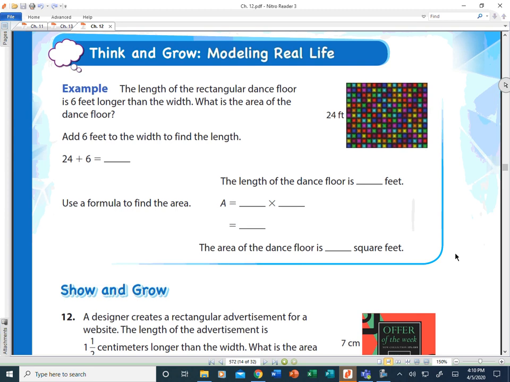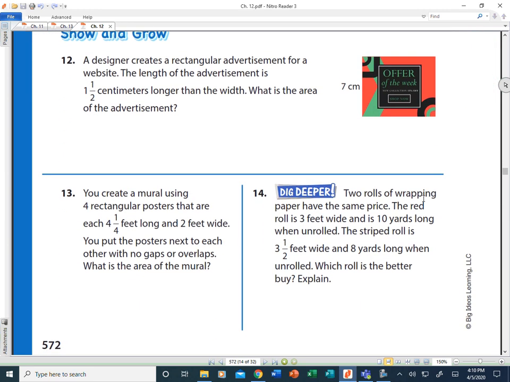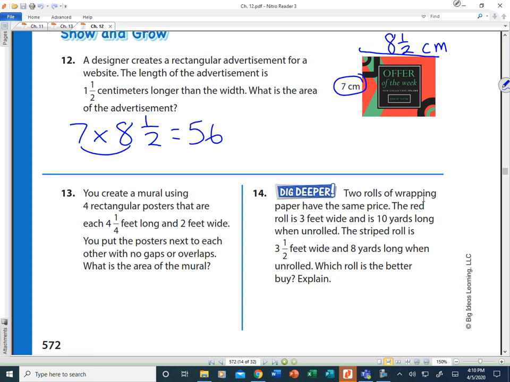Number 12, a designer creates a rectangular advertisement for a website. The length of the advertisement is 1.5 centimeters longer than the width. What is the area? This right here, the length is 1.5 centimeters longer. So if I'm adding 1.5 more, that would make my length 8.5 centimeters. So I am finding 7 times 8.5. Well, 7 times 8 is 56. And 7 times 1 half is 7 halves.